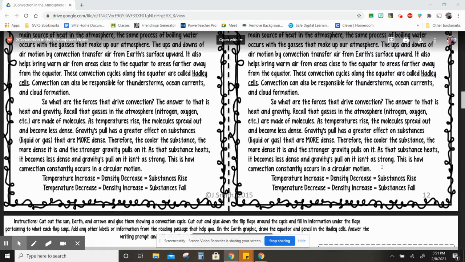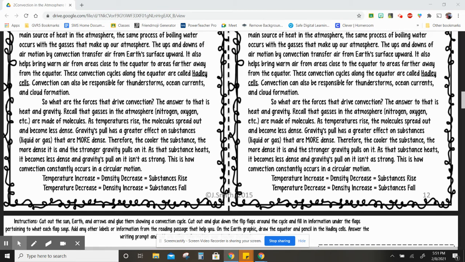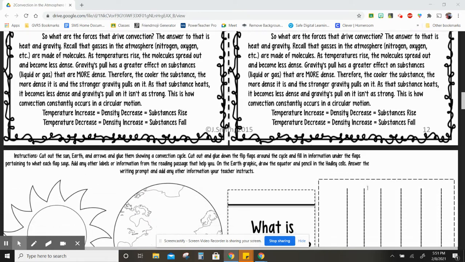As you remember in the balloon activity from last week, temperature increased on the balloon, the density decreased, and so the balloon went up. When the temperature started to go down on the balloon, the density then increased, causing it to be more compact, the molecules inside the balloon, and so the substance or the balloon fell to the ground.